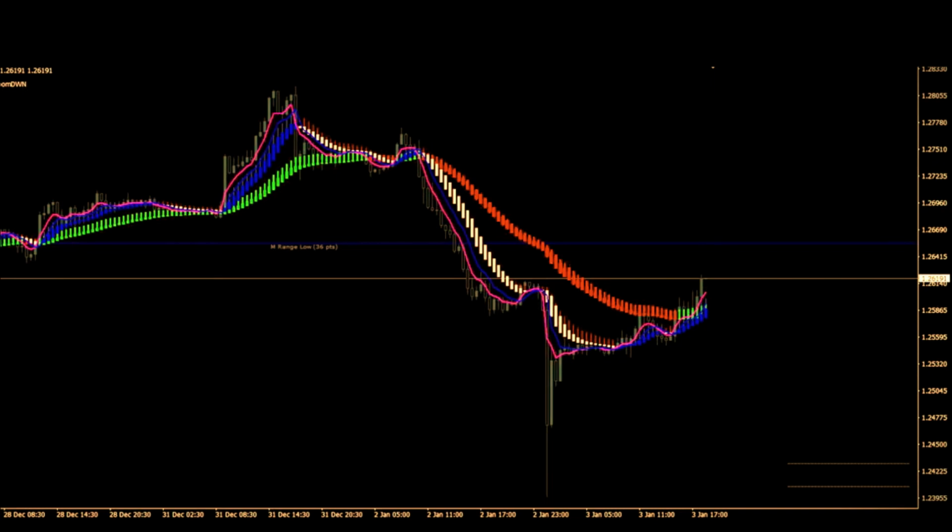I have just shown you a small result of this indicator. When you use this indicator, then you will be able to see its proper great result.